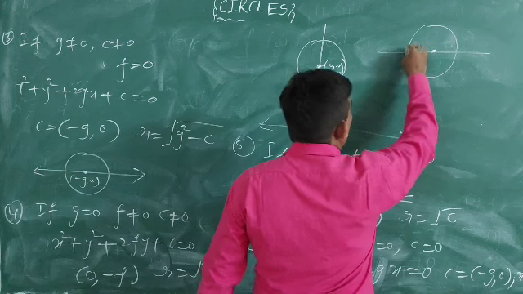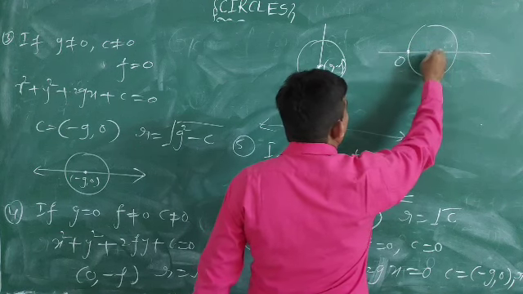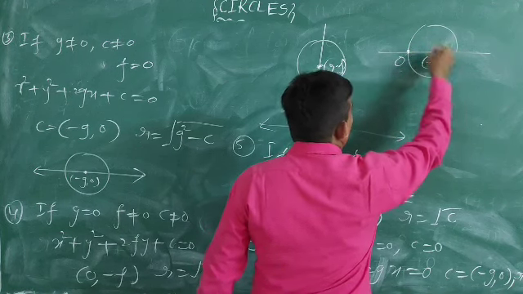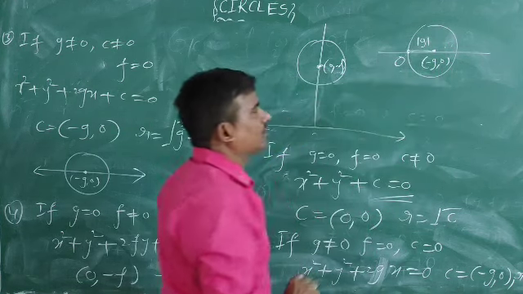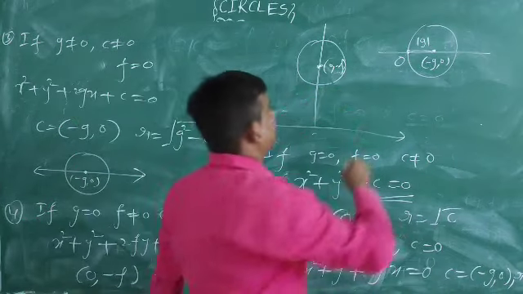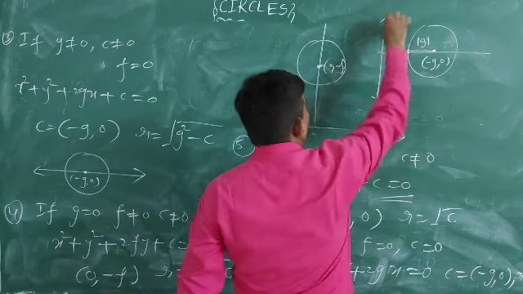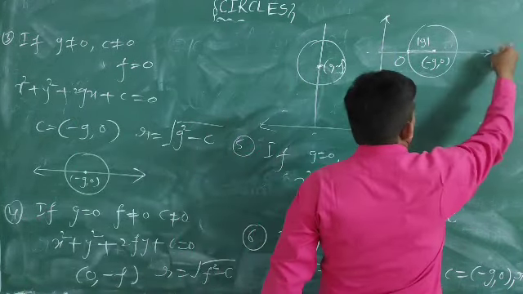It is the origin, and its center is (-g, 0). It's very clear that its radius equals the modulus of g. That is the type of circles here, touching the y-axis, and this is the x-axis.